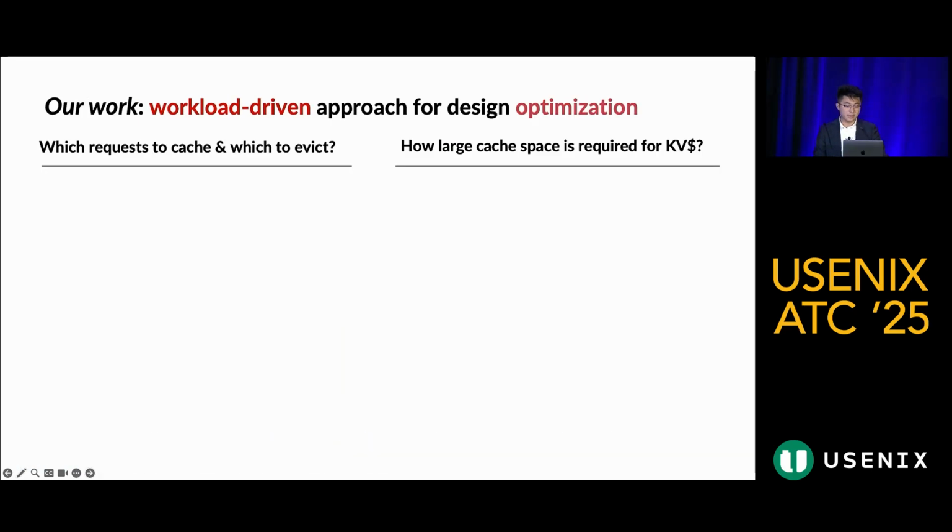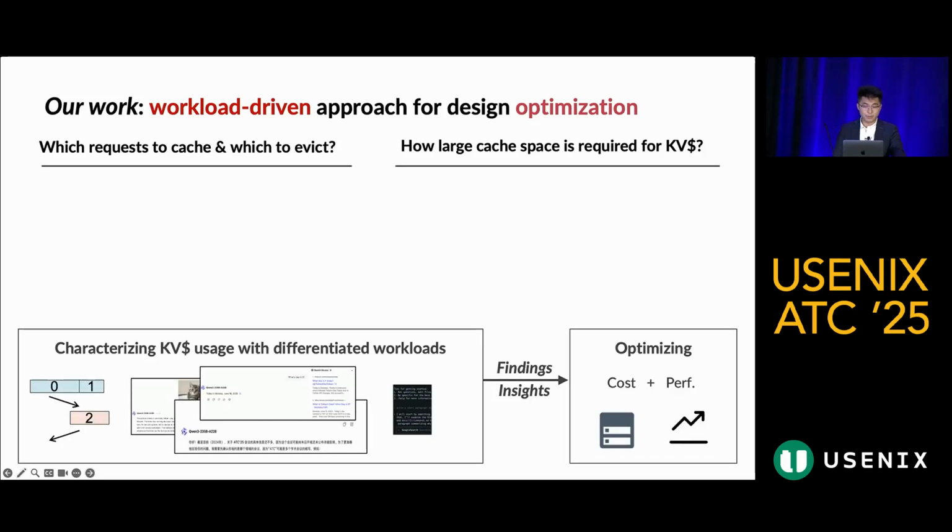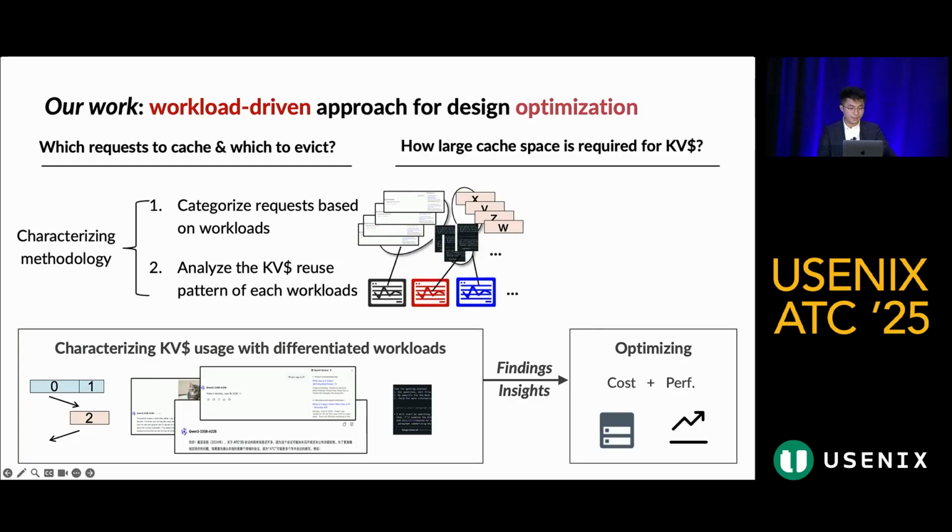To systematically design an efficient KVCache system, we need to answer those two vital questions. We argue that we need to take a workload-driven approach in a two-step manner. First, we need to characterize the KVCache reuse patterns of different LLM workloads. Second, based on the insights and findings of the characterization, we propose workload-aware system designs.